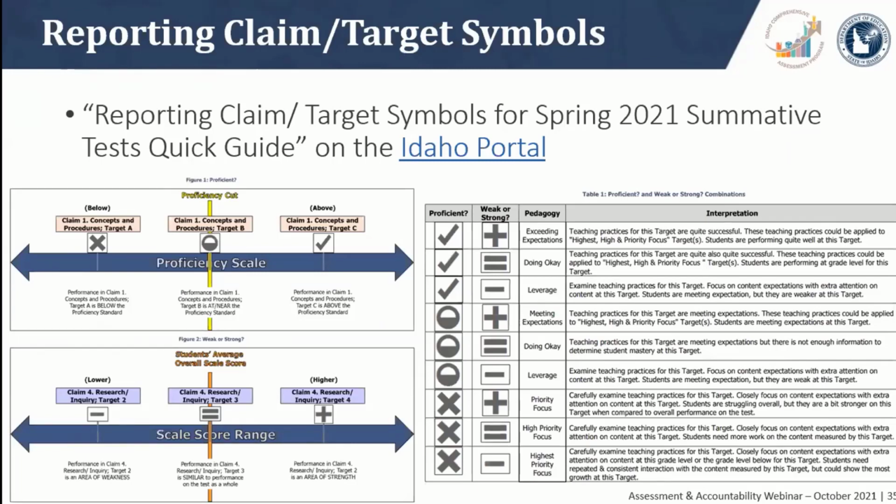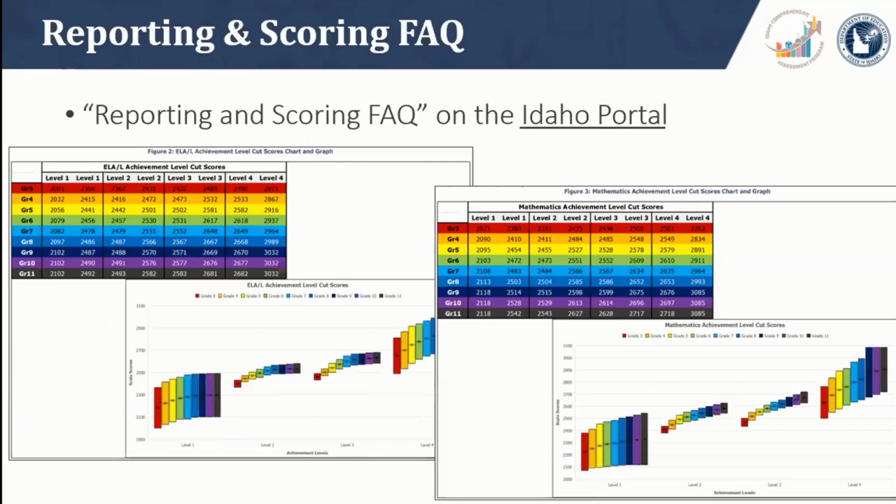A few resources on the Idaho portal help interpret the data presented in reporting. The reporting claim target symbols for the Spring 21 Summative Tests Quick Guide. This excellent resource models the meaning of the proficient and weak or strong symbols, and gives a potential interpretation of what each combination of those symbols can mean. There is also the reporting and scoring FAQ. In addition to answering frequently asked questions about reporting and scoring, it also graphically illustrates the ELA and math scale score ranges and achievement level cut scores, which you can see here.